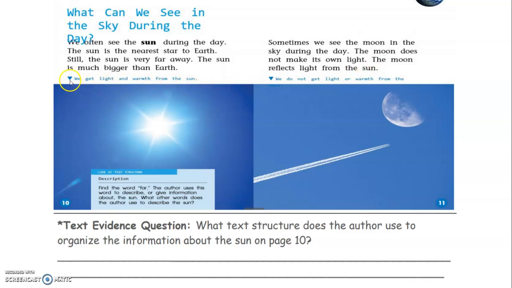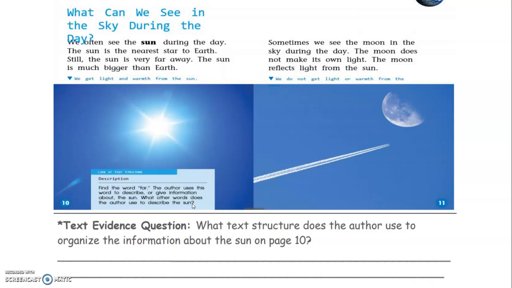Let's look at this first caption here. We get light and warmth from the sun. We do not get light or warmth from the moon. Description. Find the word far. The author uses this word to describe or give information about the sun. What other words does the author use to describe the sun? Oh, like the sun is far away. All right, you can see also what other word do they use?